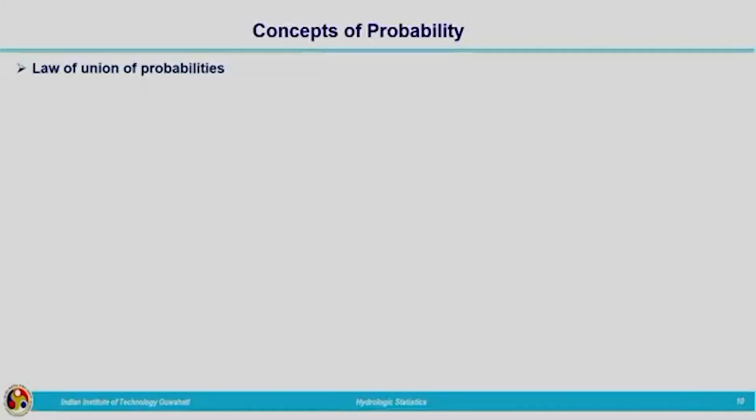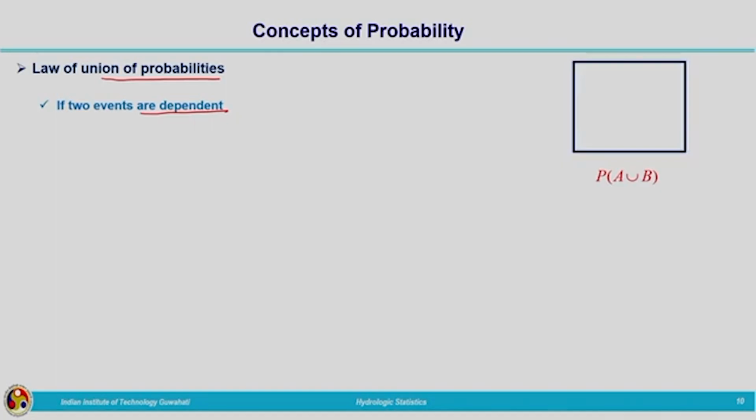Now, the next law is related to union of probabilities, A union B. If two events are dependent, we are considering two events in such a way that they are dependent on each other. So, that can be represented by means of P(A union B). We can make use of Venn diagram for representing that. Two events are the event A and event B. So, the two events are dependent. So, the probability of A union B is also termed as probability of A or B.